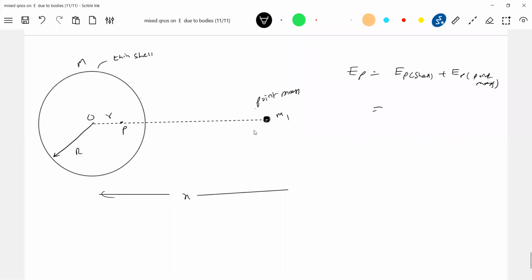Now, what is the field due to the shell? We know inside the shell the field should be zero. Due to the point mass, how much? G m1 over the distance, which will be x minus r whole square. How will it be directed? Towards right. Okay, got the idea?